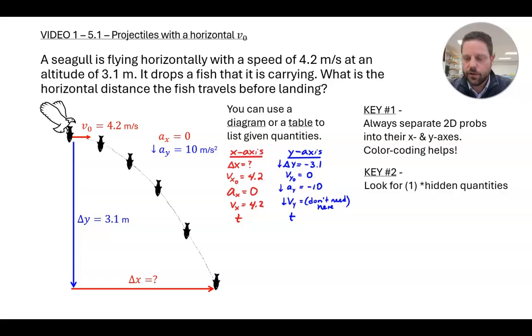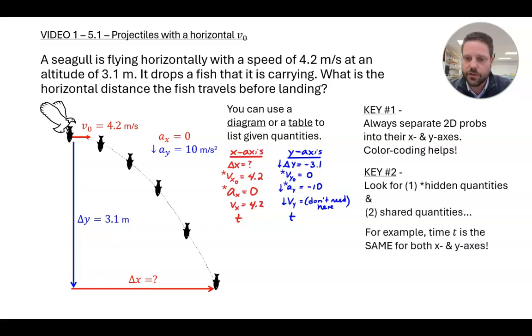a key obviously is going to be look for hidden quantities. So for example, Vx naught is 4.2, A along the x-axis is 0. That wasn't directly given, right? Vy naught is 0, wasn't directly given. Ay is equal to negative 10 is not directly given. Those are things I was able to infer from the context, or I know are always true for projectiles.